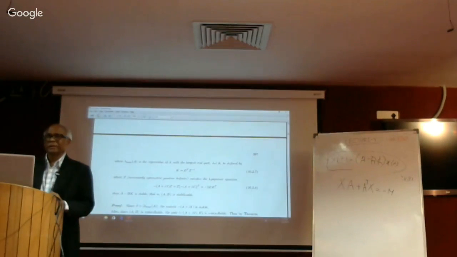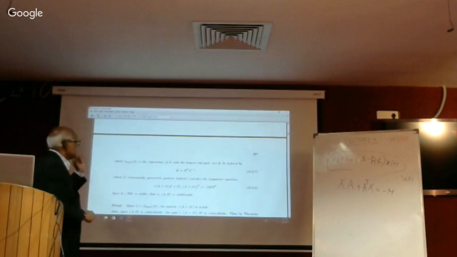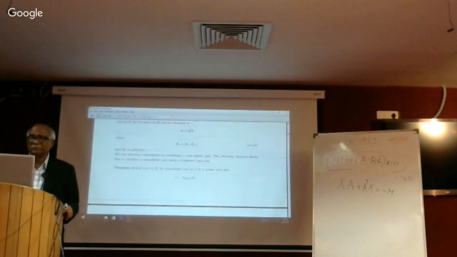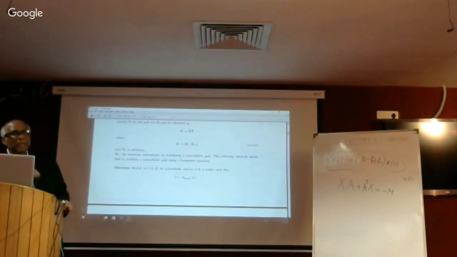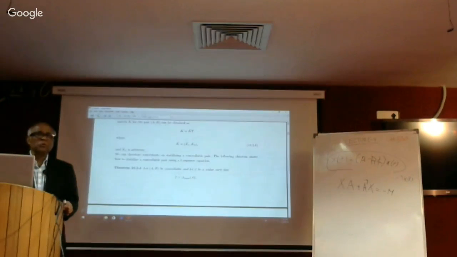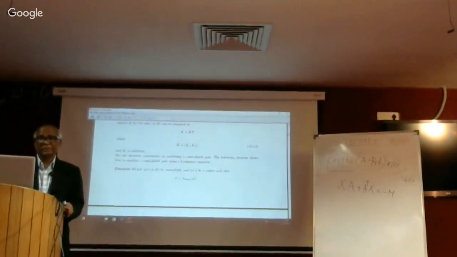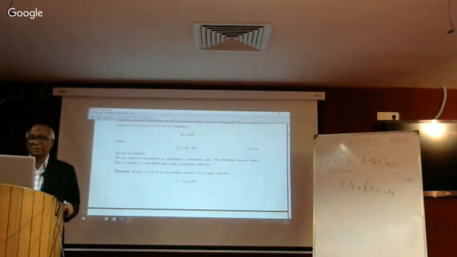Well, that is why we need the condition of controllability. Remember, we assume that (A, B) is controllable. The controllability condition assures that even if the right hand side is of that form BB transpose, not necessarily positive definite, the solution X will be positive definite. How do I know that? That is a theorem.